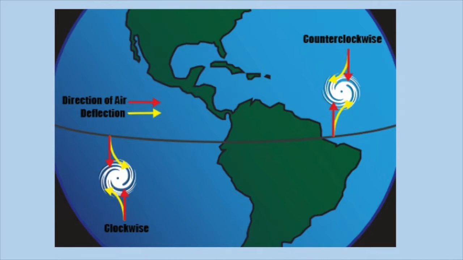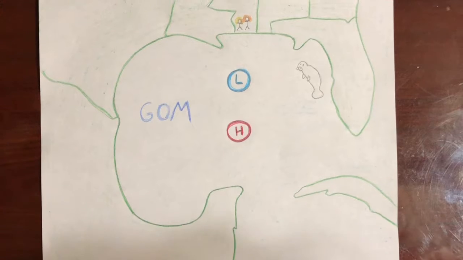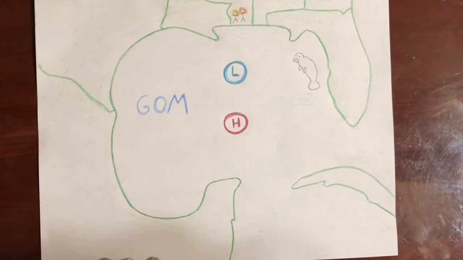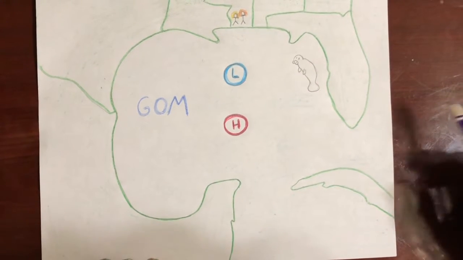In the northern hemisphere, the Coriolis force will deflect objects to the right. And in the southern hemisphere, the Coriolis force will deflect objects to the left. An example of this deflection is the rotation of a storm in the Gulf of Mexico.